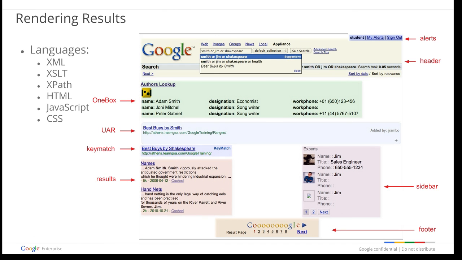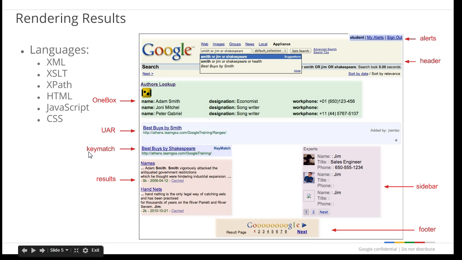Here's an example of a front end that's been configured to include a number of elements that are color-coded for easy understanding. It's not meant to look pretty, but just to show a number of different options on a single page. In this example, we can see a one-box area, user-added results, key matches, organic search results, a sidebar showing expert search results, alerts, and the default header at the top and footer at the bottom.